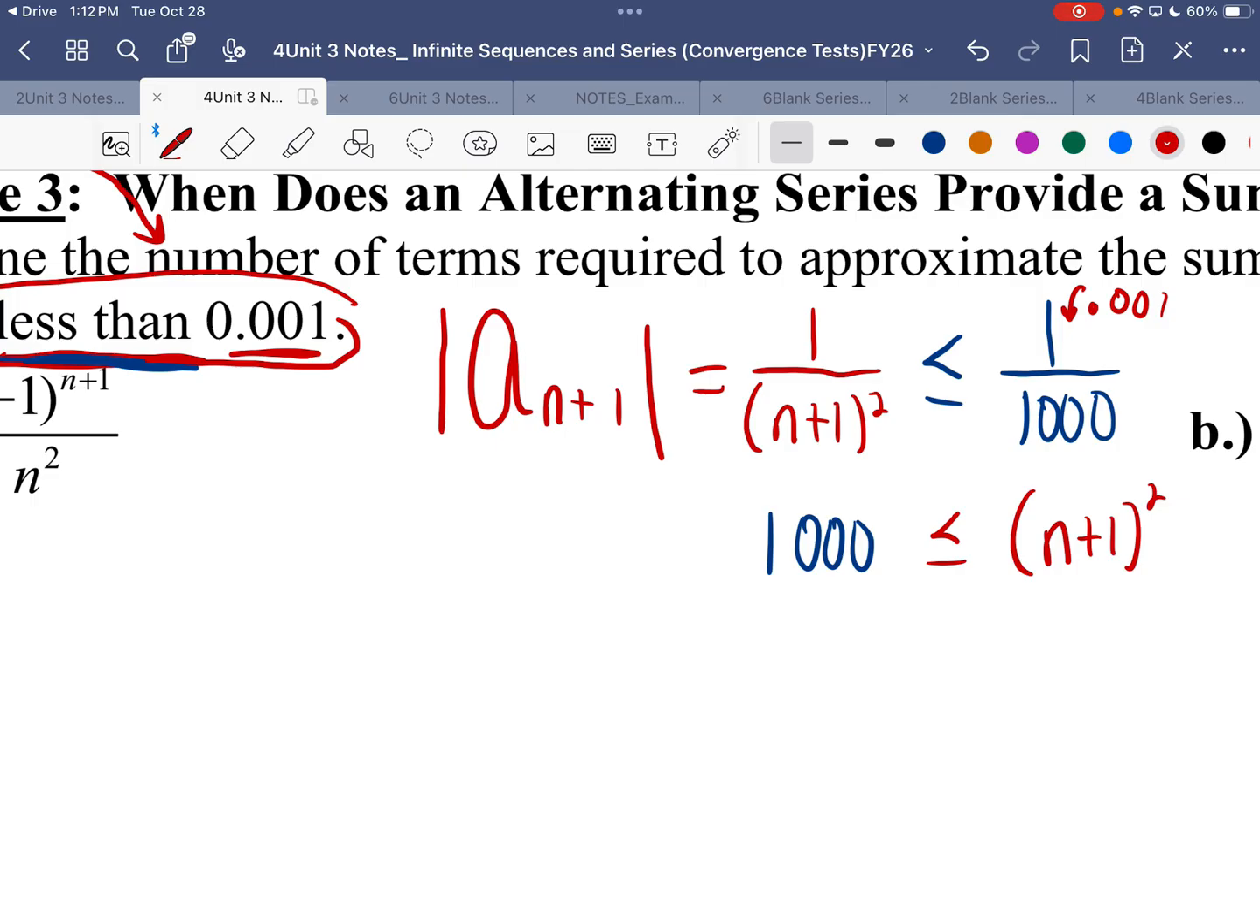All right, I'm solving for how many terms? Noah? Where did the negative 1 to n plus 1 go? It was absolute valued. So it's never going to be that negative part. All right, I'm trying to figure out how many values of n. So what would I do?